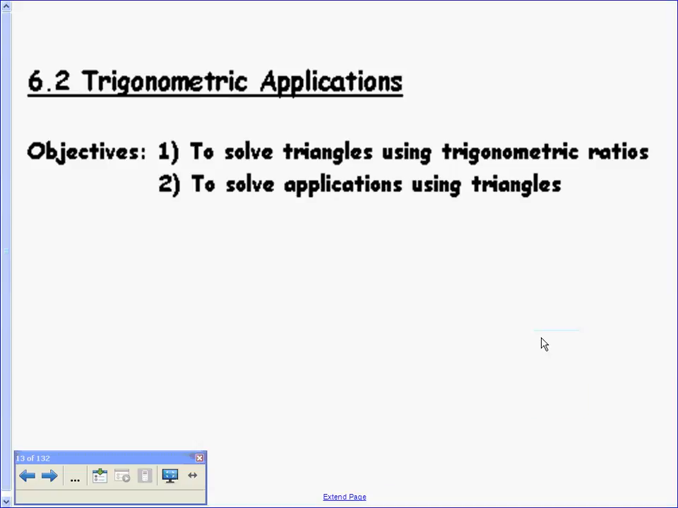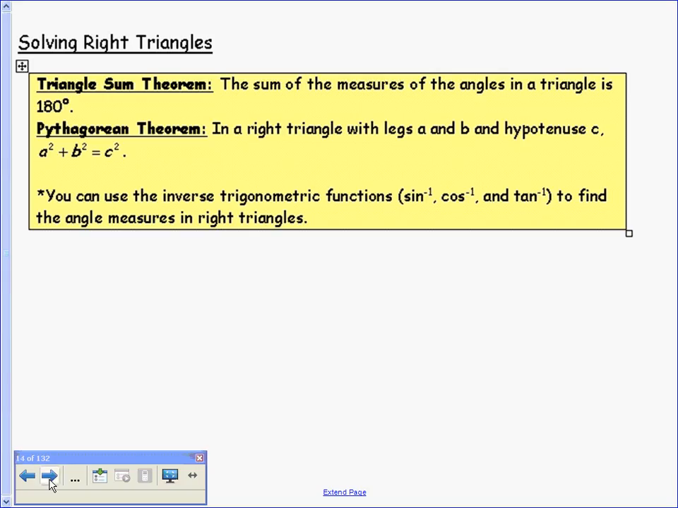In section 6.2, we're talking about trigonometric applications, and we're going to solve triangles using trigonometric ratios, and we're also going to solve application problems using these triangles. So in right triangles, or in any triangle, we can apply the triangle sum theorem, which says that the sum of the measures of the angles of a triangle is 180 degrees.